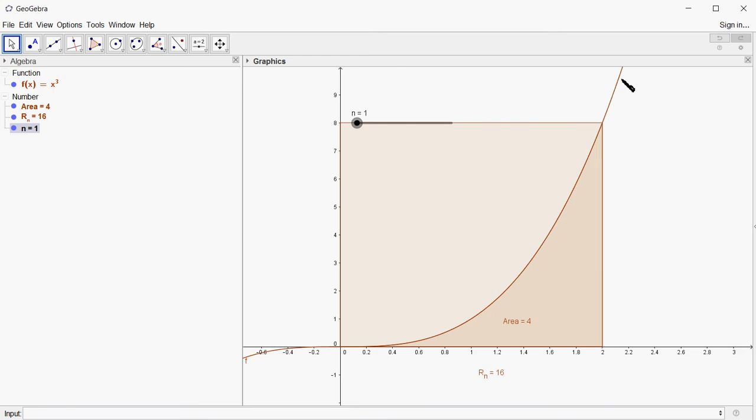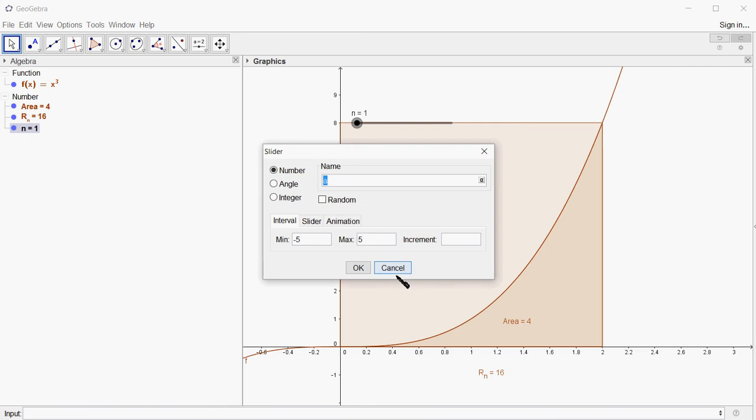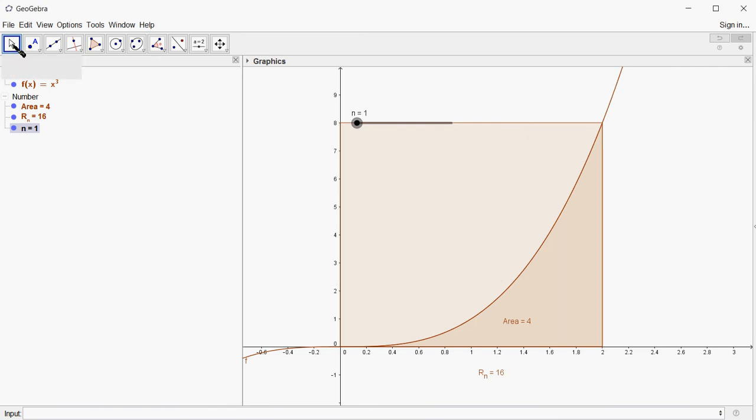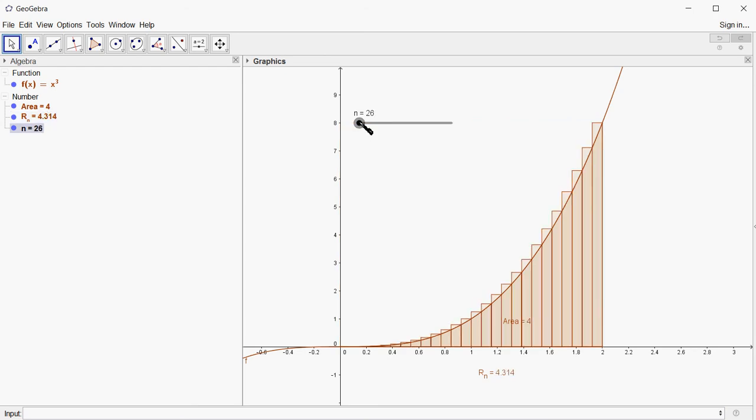Then the area under the graph of y equals x cubed from 0 to 2 is this shaded area here, right? And the area is actually exactly equal to 4. Then we're going to look at the right sum. With right sum R1, when n equals 1, the right sum gives you 16. What we're going to do is increase the value of n by using this slider.